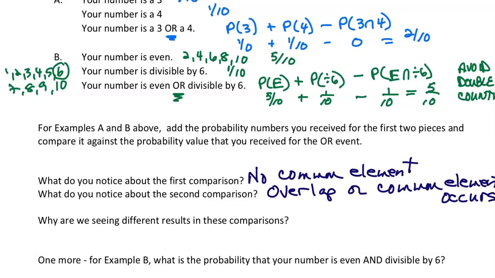Why are we seeing different results in these two comparisons? Well, you're seeing different results because of the commonality. When there's a commonality, you need to subtract the and part of it. So I'm going to say if and exists, subtract it away.